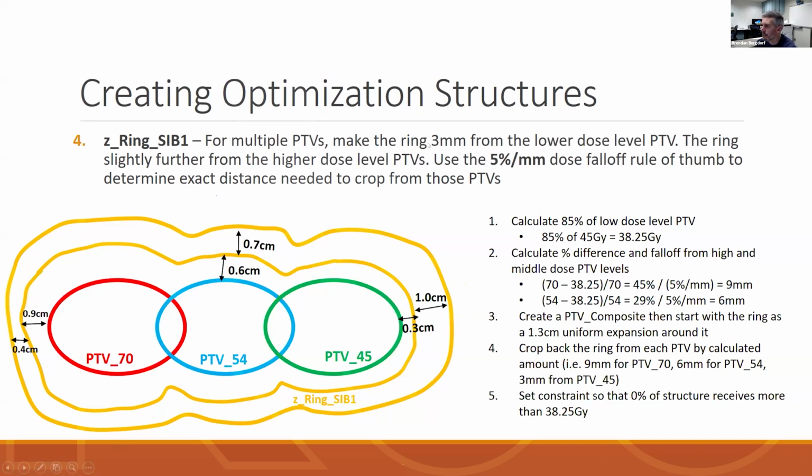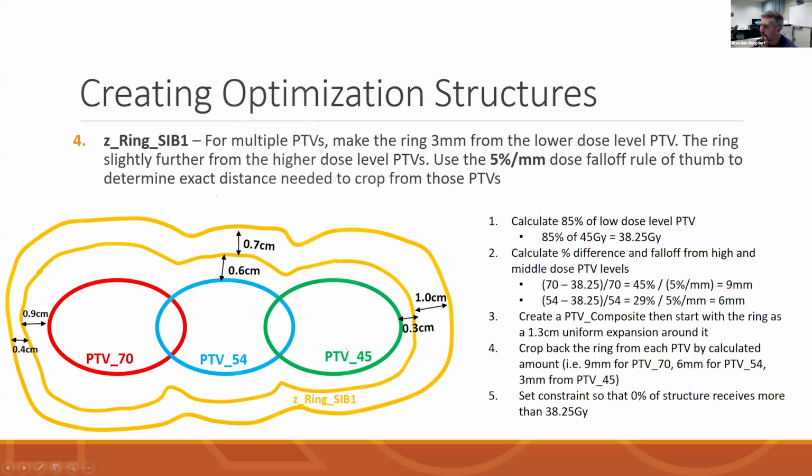First, we start by making the ring 3mm away from the lowest dose level PTV. Then the ring will be slightly further away from the next highest dose level, and then slightly further away from the next highest dose level. Again, we'll use this same 5% per millimeter dose fall off rule to determine the exact distance needed to crop from each of these PTVs. I have an example here that I'll talk through to describe how we create this ring. First, I start by calculating 85% of the lowest dose level PTV prescription dose. So let's say we have 3 PTVs. One's going to 70 gray, one's going to 54, and one's going to 45.